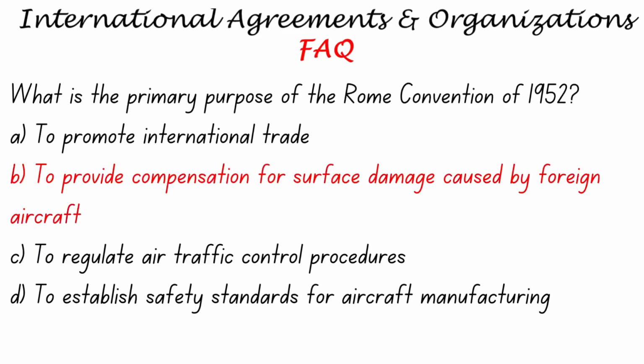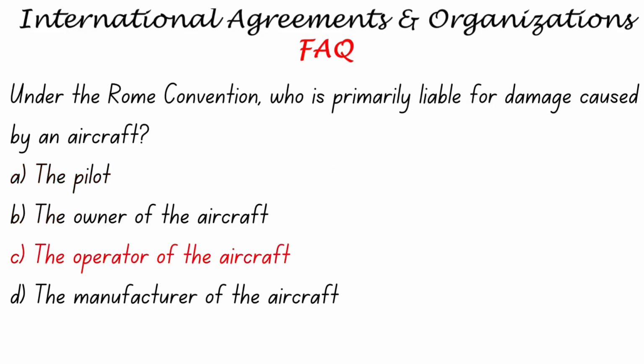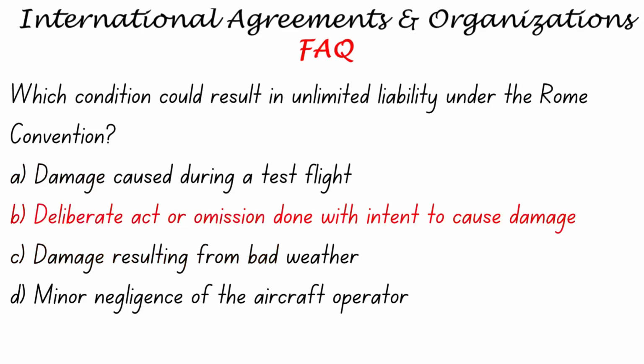The primary purpose of the Rome Convention of 1952 is to provide compensation for surface damage caused by foreign aircraft. Under the Rome Convention, the operator of the aircraft is primarily liable for damage caused by an aircraft. If the person who suffers damage proves that it was caused by a deliberate act or omission of the operator, done with intent to cause damage, the liability of the operator shall be unlimited.